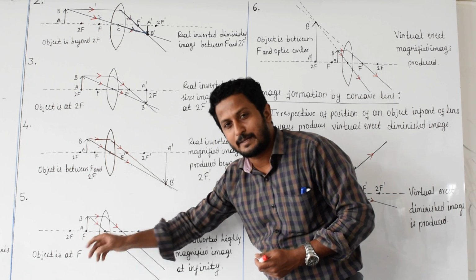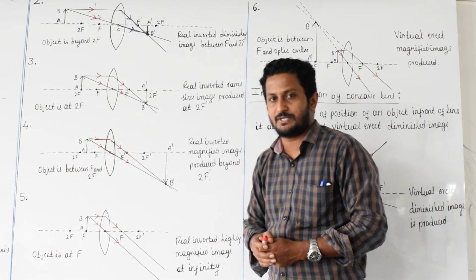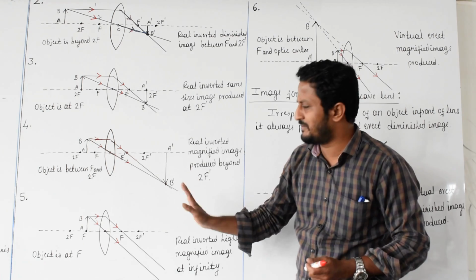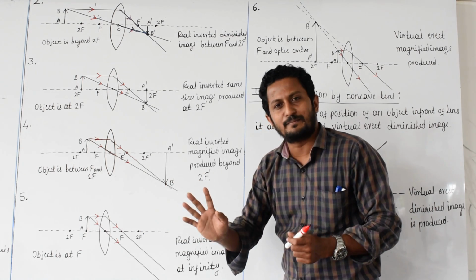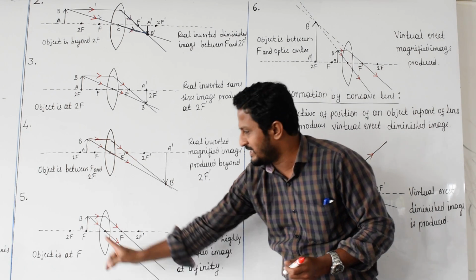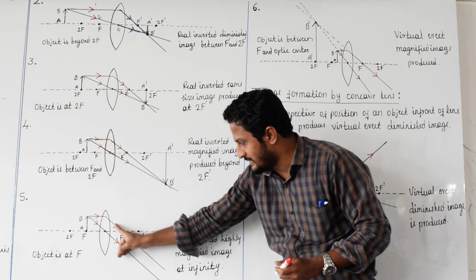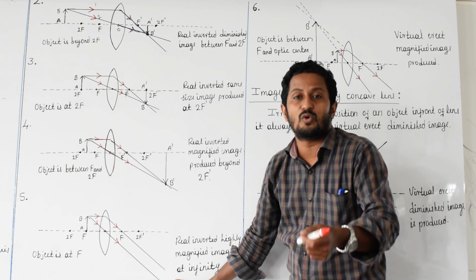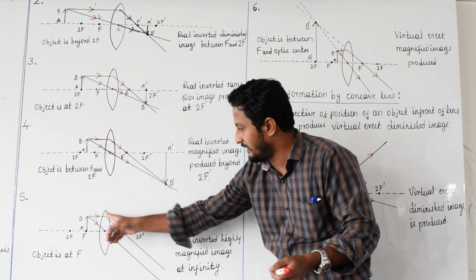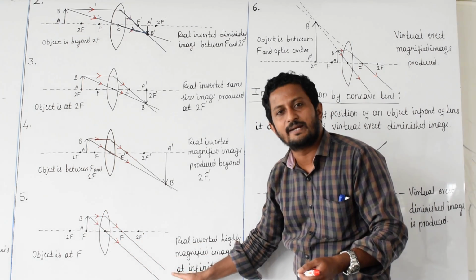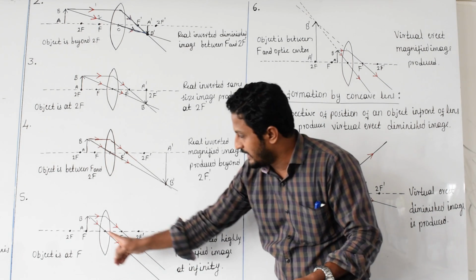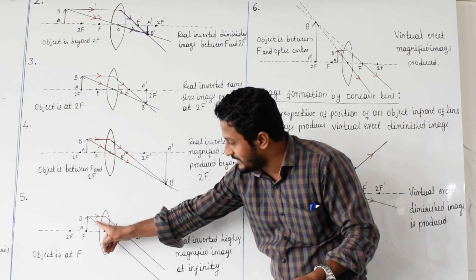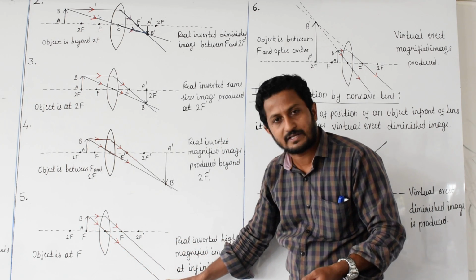Object we placed at principal focus point. Now you see where the image is going to be produced. It's very important also. Very simple. Take two light rays. One is parallel to the principal axis, passing through the principal focus. And from that top point, you take one more light ray which is passing through the optical center.